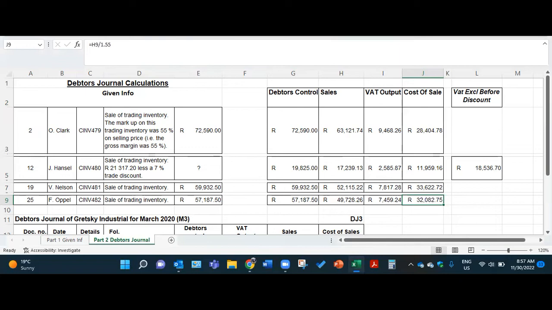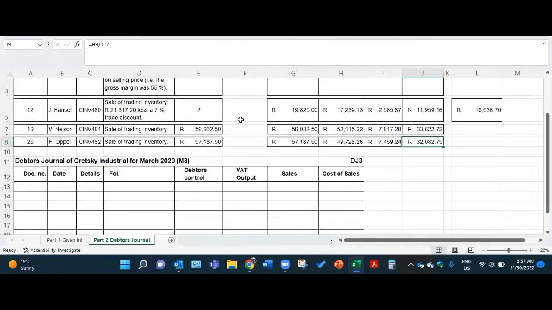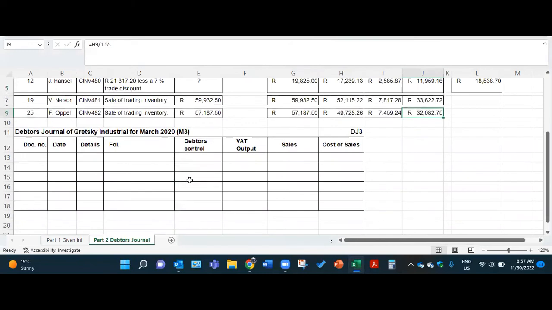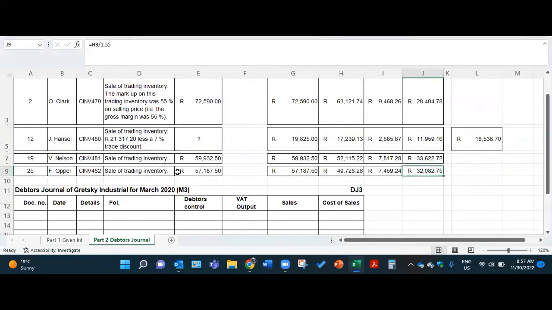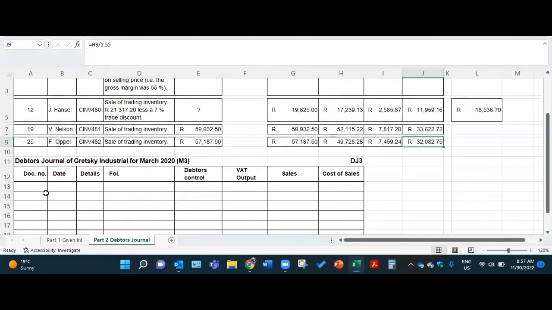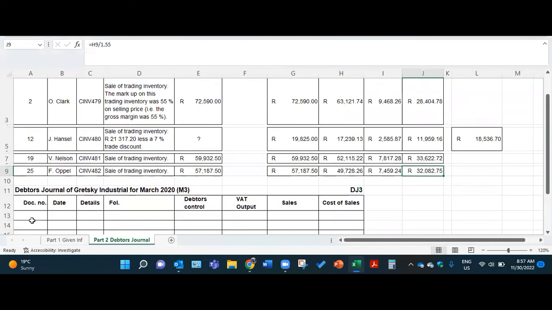And now we've done all the calculations, and now that we've done it, we can simply go and complete our debtor's journal. And you will see that now we actually have all the information that is required, and we just need to transfer it. You were given in the first case a document number. On the second, we know the date. We know that it is clerk. Don't worry about the folio, because that will be done at month end only.